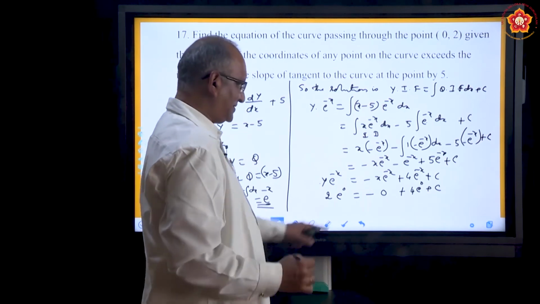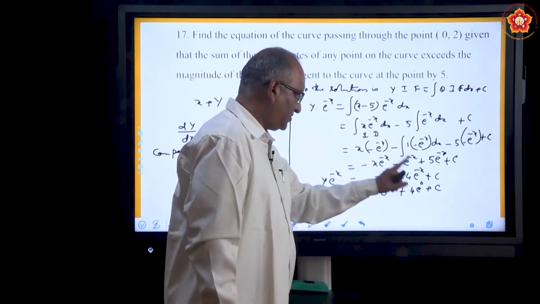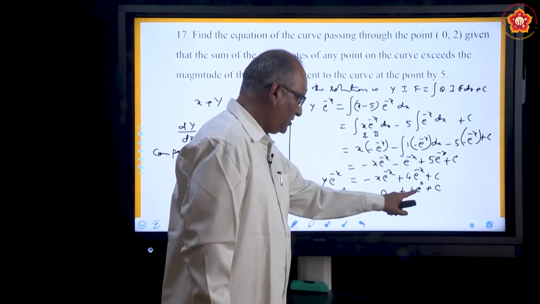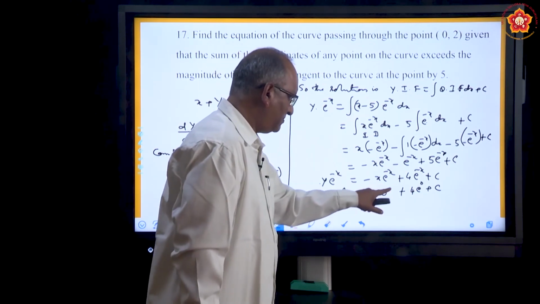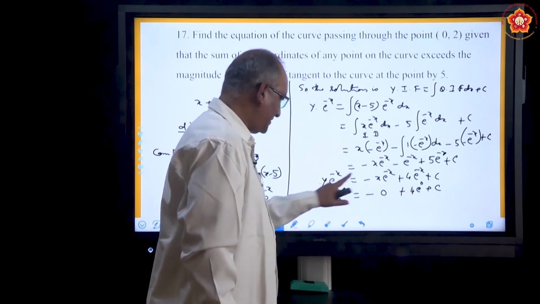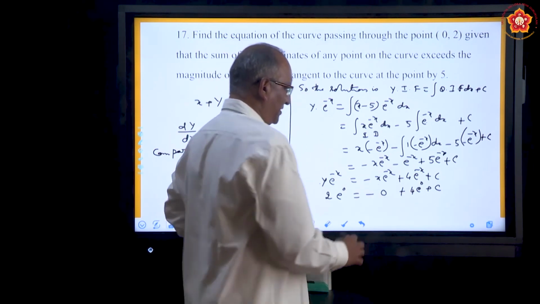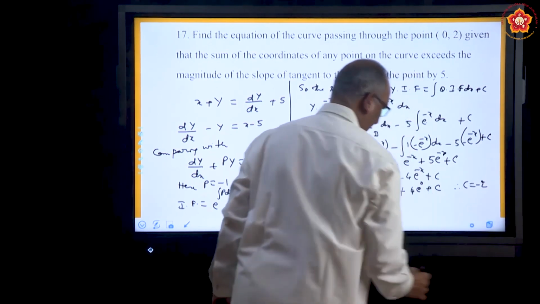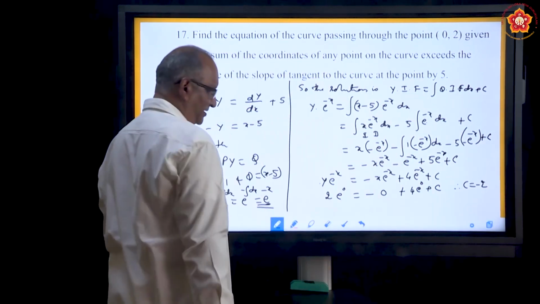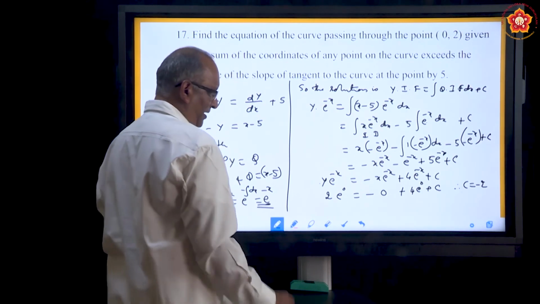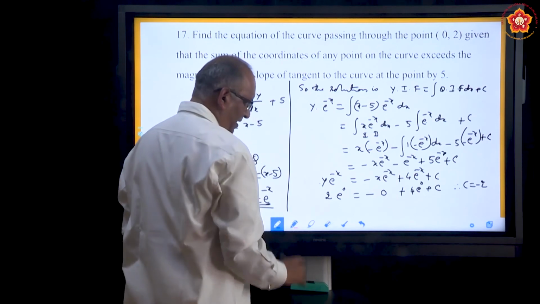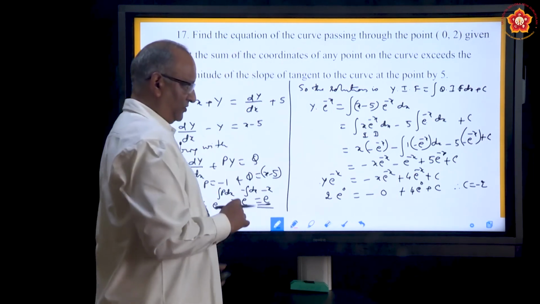Now, tell me what is c? e to the power 0 is 1. 2 into e to the power 0 is 1. So, this became 0, but this is 4, this is 2. Take that 4 to this side, you will get c equal to minus 2. 2 minus 4 will make it minus 2. Okay. Now, write the solution by substituting the value of c.